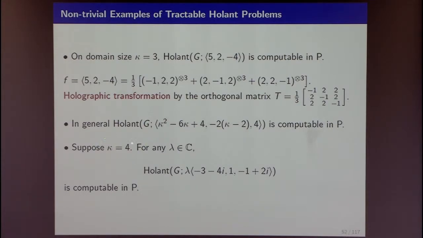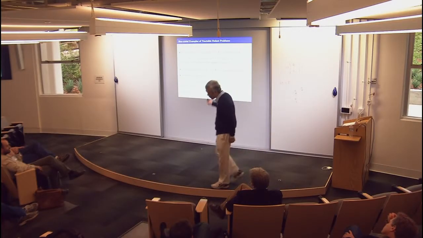So for kappa domain 4, for example, here's something. Again, minus 3 plus 4i, things that are not totally obvious. I'm a little confused. When you show something is in P, are you also producing the algorithm, or you're just saying it? In this case, yes, it does.